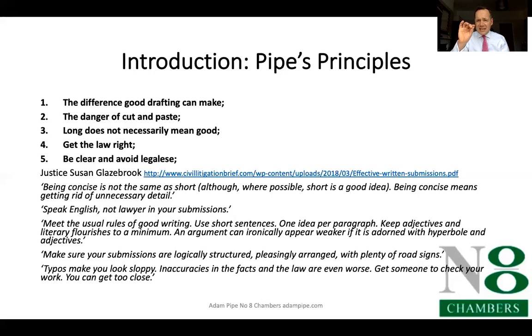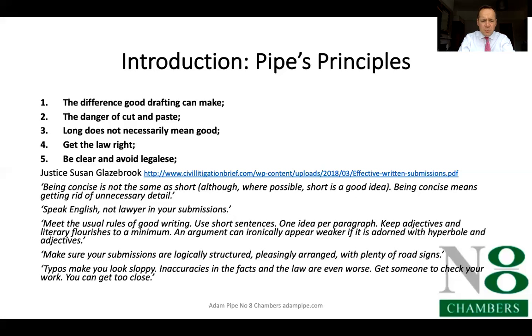So are there headings which are clear road signs to the reader, and you're taking them on a path that reaches the destination that you want to reach? If that's an allowed application or allowed appeal, you're saying A plus B plus C gets you to this destination.